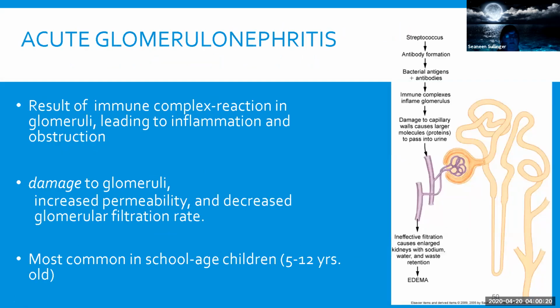So now we're going to take a look at acute glomerulonephritis. And again, here's our little glomerulus, our little nephron. So what happens with glomerulonephritis is there is a streptococcal infection, and then the bacteria invade. And so you get inflammation and obstruction. And the glomeruli are actually damaged. And so there is a decreased glomerular filtration rate. The glomerulus cannot take the excess fluid to filter it. You tend to see this in children from 5 to 12 years old.